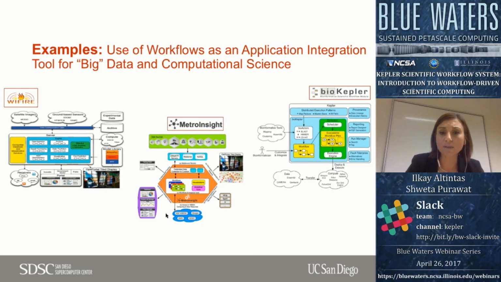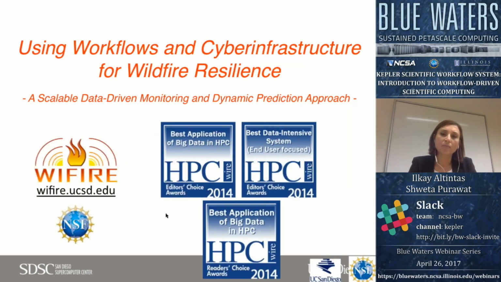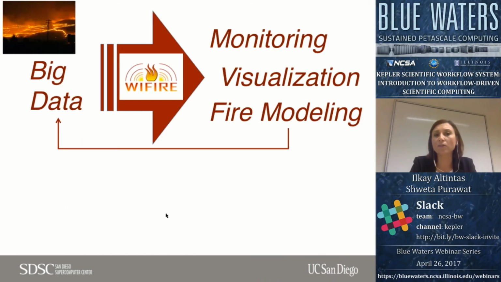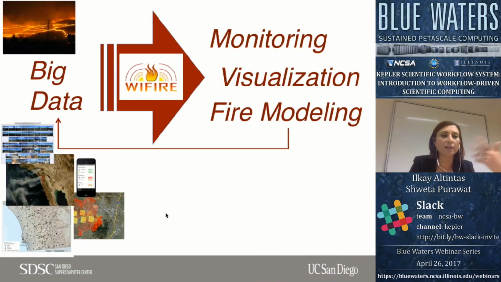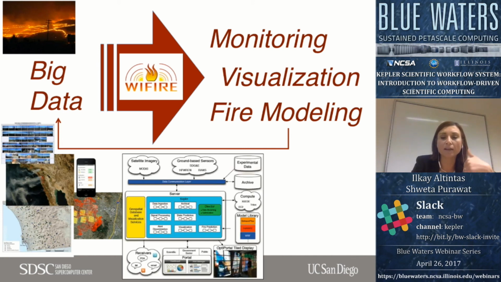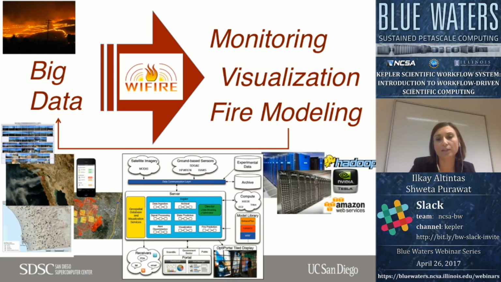They are being used in the background to coordinate the activity for a set of resources. WIFIRE is one of them. Its main goal is to bring big data, like in satellites, sensor networks, and model products and imagery related to wildfires, and based on what we have available, how many fires are happening, and things like that, coordinate monitoring, visualization, and modeling activities related to the fire.